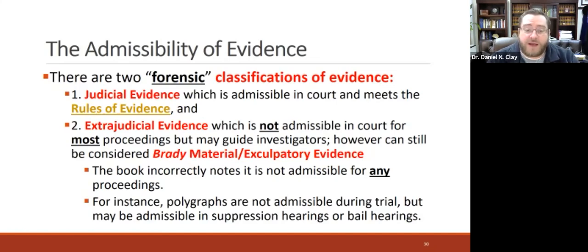So the prosecution rightfully discussed polygraphs, right? That you cannot use them at trial. You can't let a jury hear them or a judge determining guilt or innocence hear them. But you can use them at really any stage before the trial, right? So you can use them at suppression hearings, bail hearings, show cause hearings. I mean, you can use extrajudicial evidence at any point except the trial. So I just want to point out that discrepancy in your book and make sure that we know that extrajudicial evidence, not at trial or for most proceedings, but it still can be brought in for other proceedings.